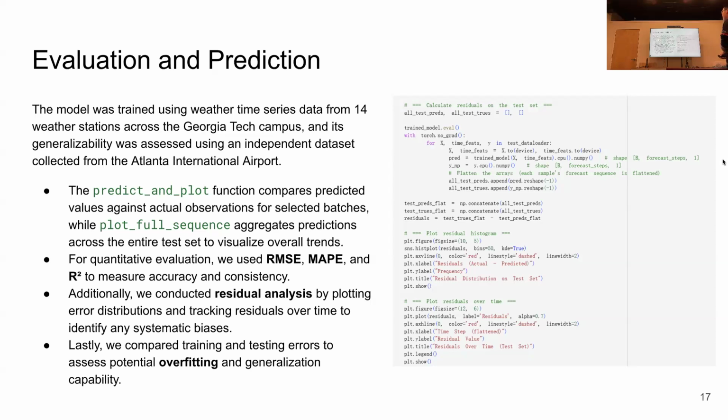So I made some things to evaluate and predict the data. Firstly, I created two functions, predict and plot full sequence. They can compare the predicted data against the actual observations for selected batches. And for quantitative evaluation, I use the RMSE, MAPE, and R-squared to measure accuracy and consistency. And I also conduct residual analysis by plotting error distributions.